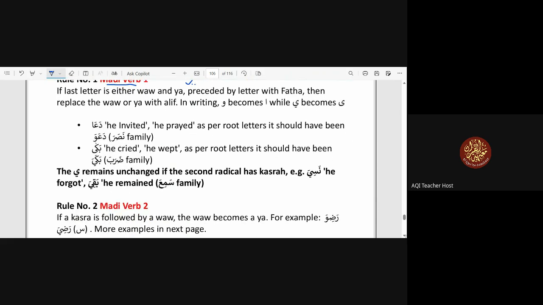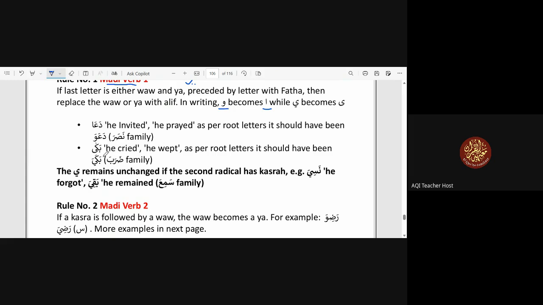we'll look into examples. In this example here, da'awa, Nasara family. So we can see that here is the waw, and it is preceded by fatha. So what will happen to the waw? It will become alif, so waw becomes alif, and it becomes da'a. He invited or he prayed.